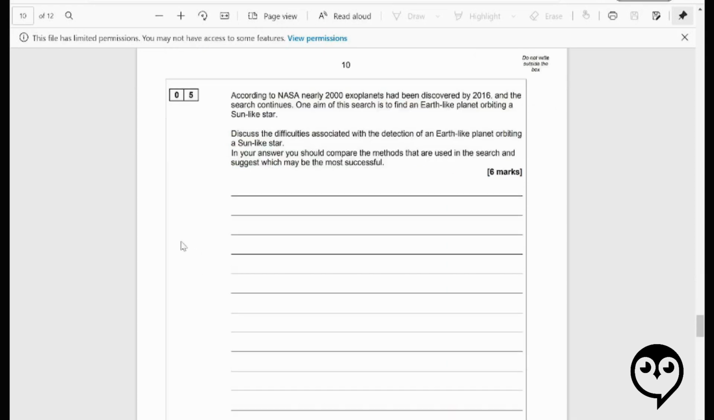Number 5 is a nice little 6 marker written answer. According to NASA, nearly 2,000 exoplanets have been discovered by 2016. The aim is to find an Earth-like planet orbiting a Sun-like star. Discuss the difficulties associated with the detection of an Earth-like planet orbiting a Sun-like star. In your answer, you should compare the methods that are used in search and suggest what is the most successful. Have a go at this yourself. Even if you're not an AQA student, I'm sure you can come up with some methods.